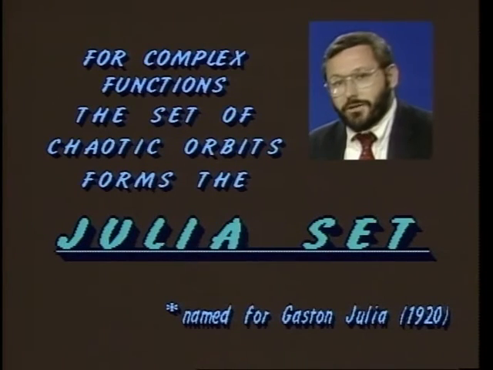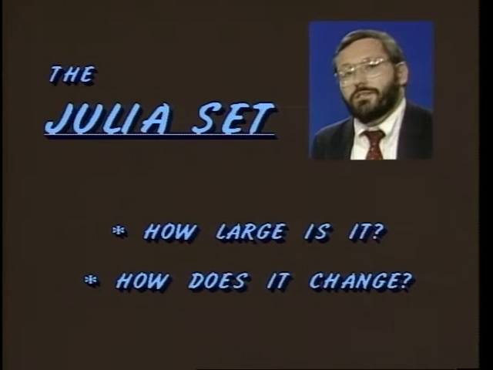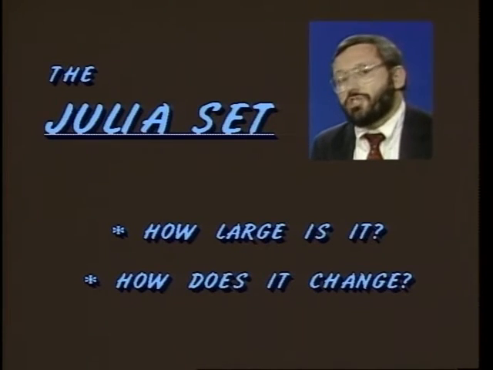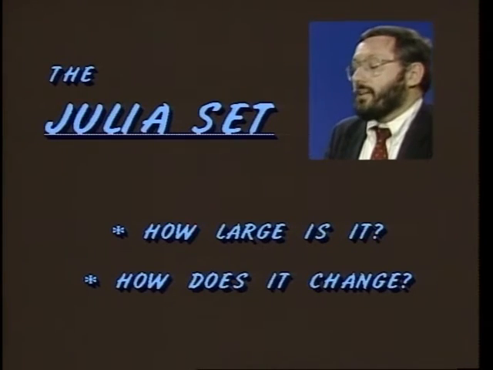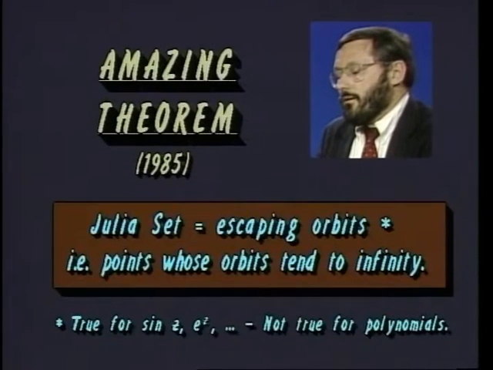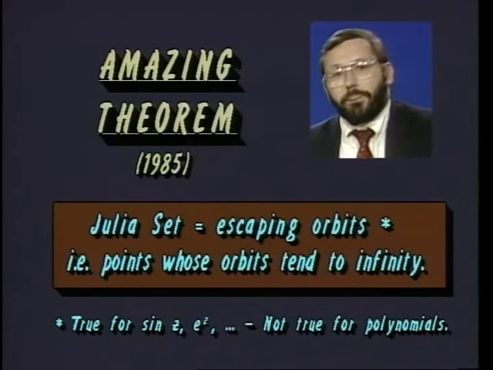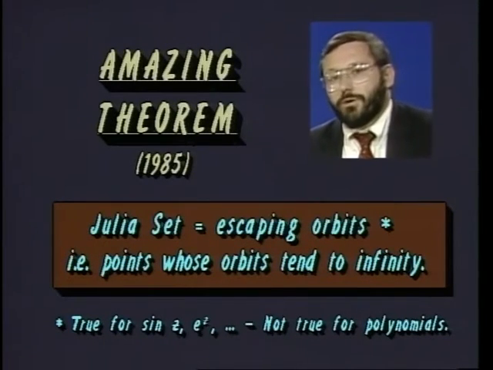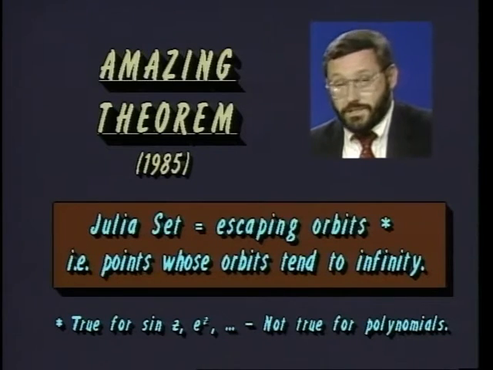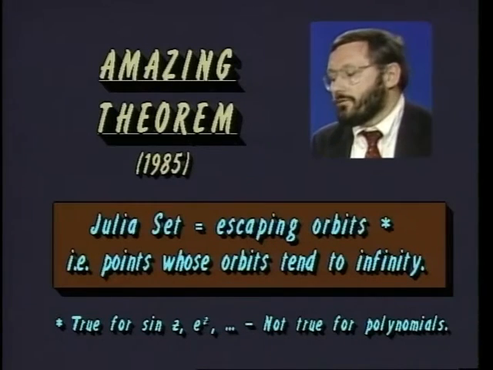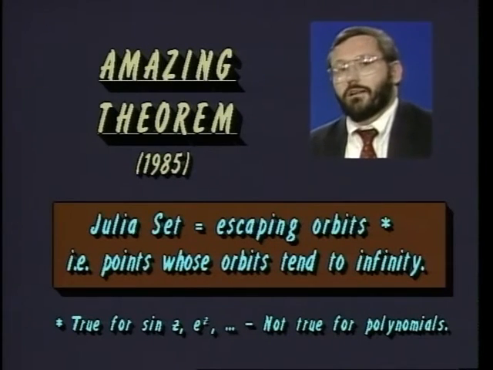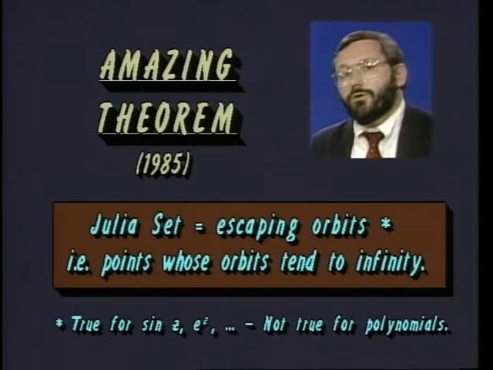In any event, the question for the mathematician is, how large is the set of chaotic orbits? How does it change as we vary parameters? What I'd like to show you now is an answer, at least a partial answer, to those questions. To answer these questions, I'd like to make use of what I consider to be an amazing theorem. This theorem allows you to compute this Julia set, the set of unpredictable orbits for a dynamical system. It allows you to compute it because it relates it to another set of orbits that's completely computable.